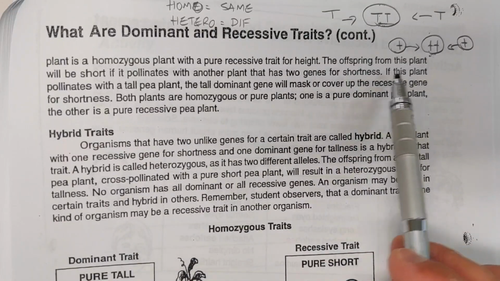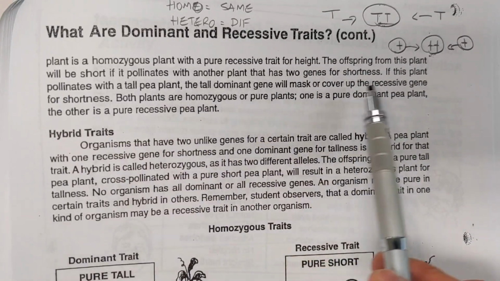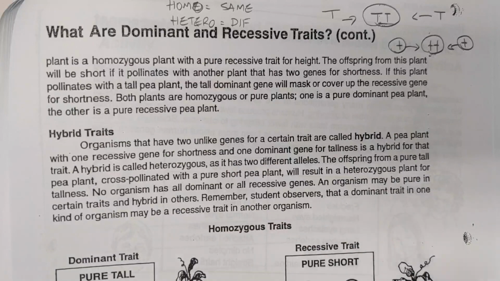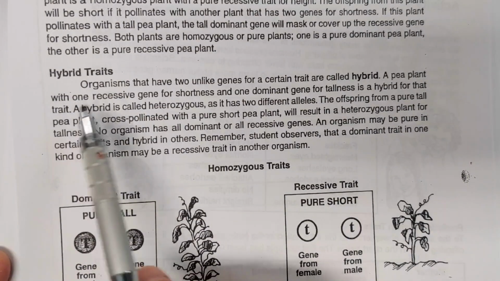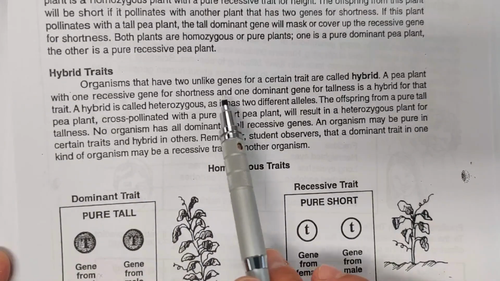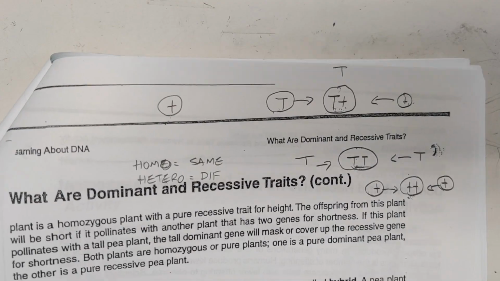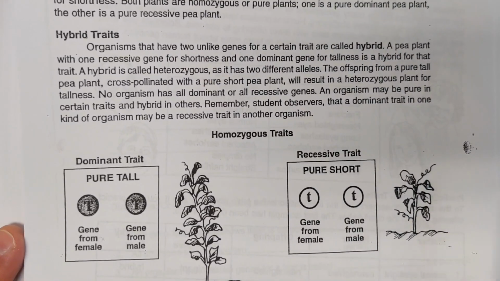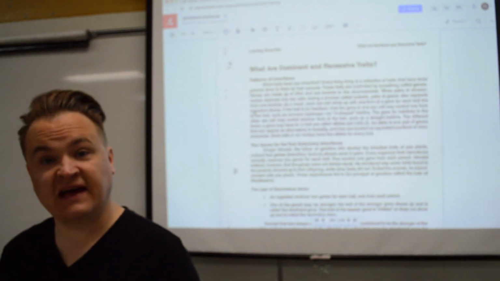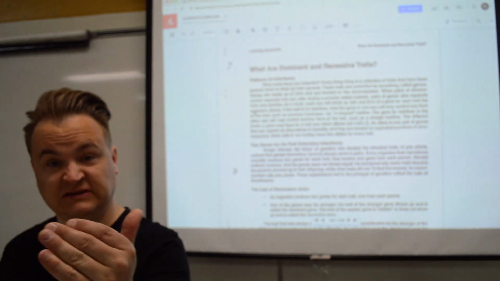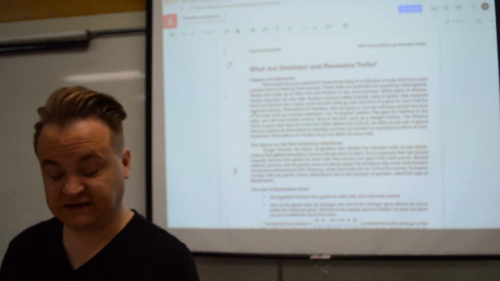All right, so let's keep going here. The offspring from this plant will be short if it pollinates with another plant. We'll have to go back and read on that. So let's talk about hybrid traits. Organisms that have two unlike genes for a certain type of trait are called hybrid. For example, if you had big T, little t, that would be hybrid. Or we could call that also heterozygous, because hetero means different. There's a big T and there's a little t. They're different. They're heterozygous.